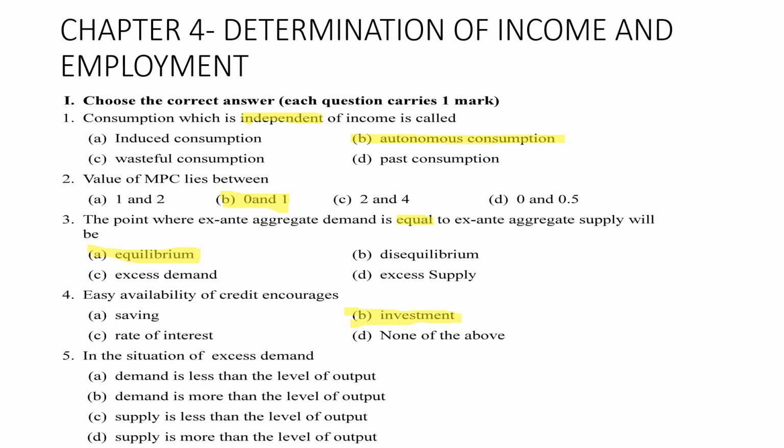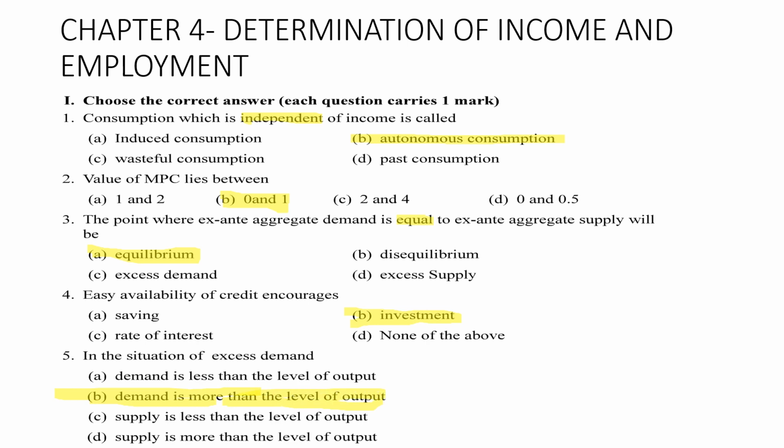Fifth one, in the situation of excess demand, what will be there? Definitely, excess demand means demand is more than the level of output. So option B, demand is more than the level of output. So this is our 4th chapter.